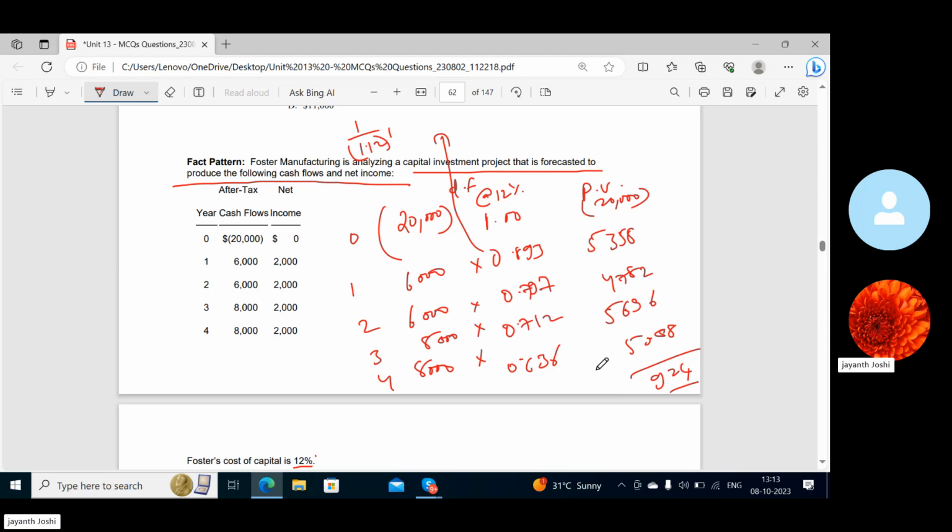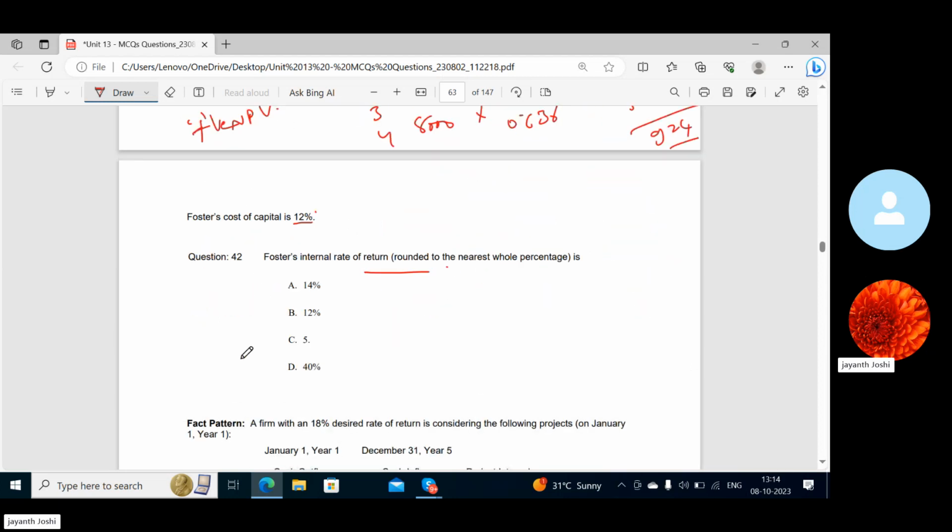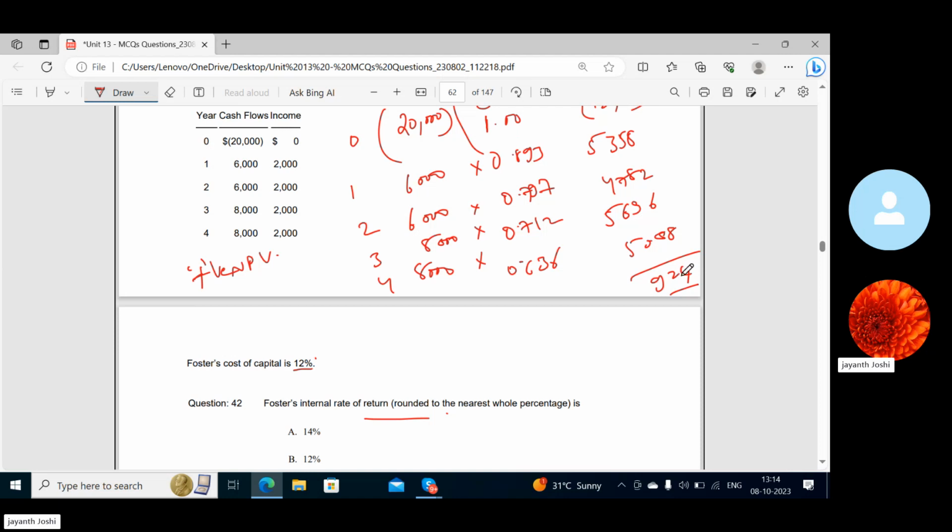So what are they asking? The internal rate of return. See, at 12% we are getting a positive NPV, right? If you want to accept the project, we can go for a trial and error method. For one rate you are getting a positive NPV, for another one you should get a negative NPV, and between these two rates your IRR will exist. Trial and error method, right?